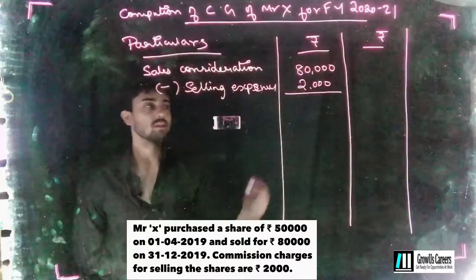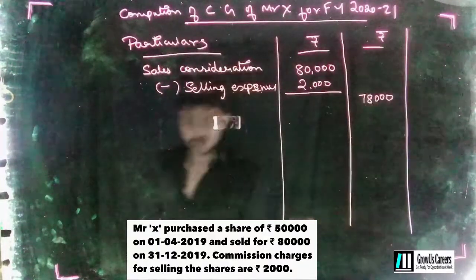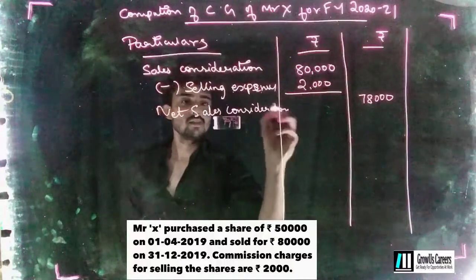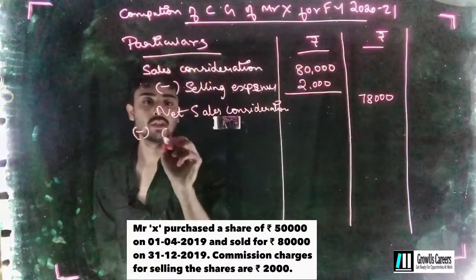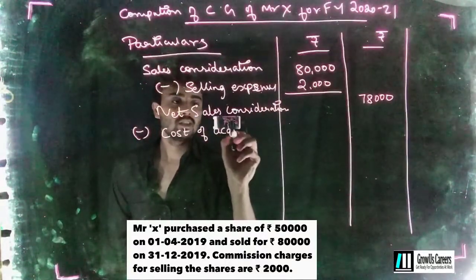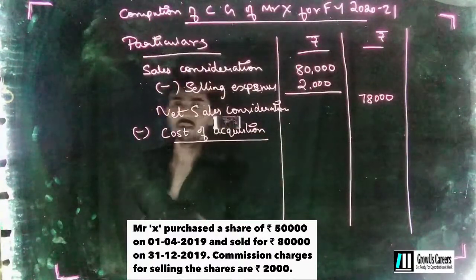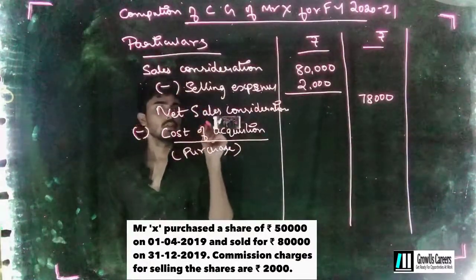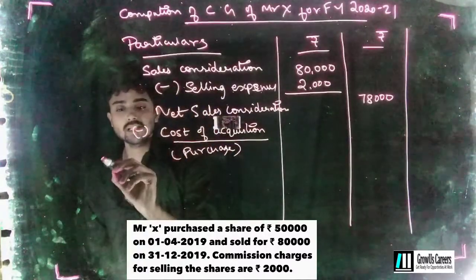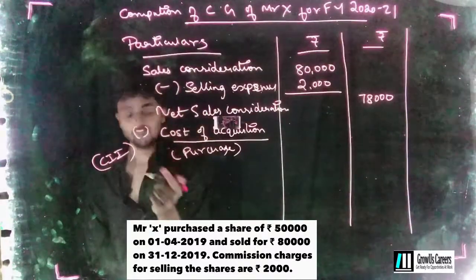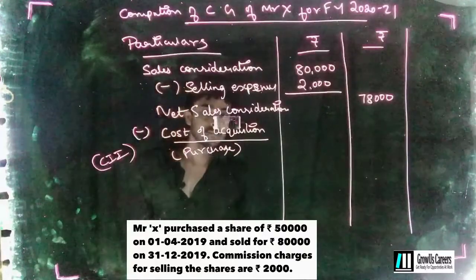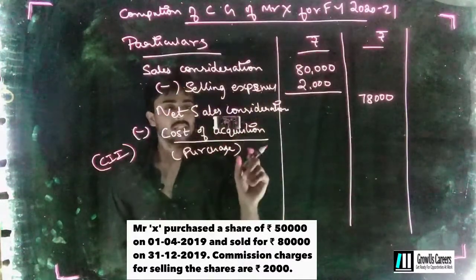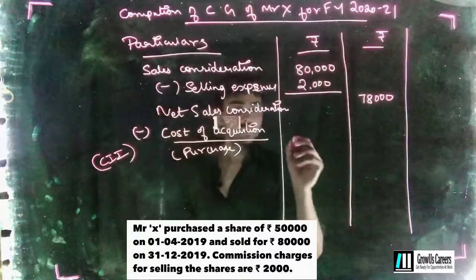So we have to deduct that commission and we get 78,000. This becomes our net sales consideration. Minus cost of acquisition. What is cost of acquisition? Cost of acquisition is nothing but the purchase amount. For short-term capital gain, we don't have to calculate the CII value. The CII value and the formulas which I taught will be used only for long-term capital gain. And as these shares are a financial asset and a short-term capital asset, we take the amount directly. That is, cost of acquisition is rupees 50,000.